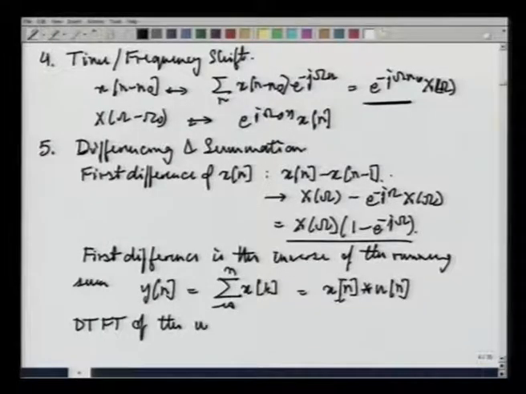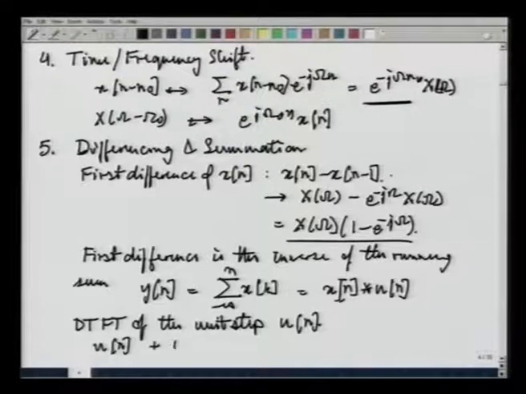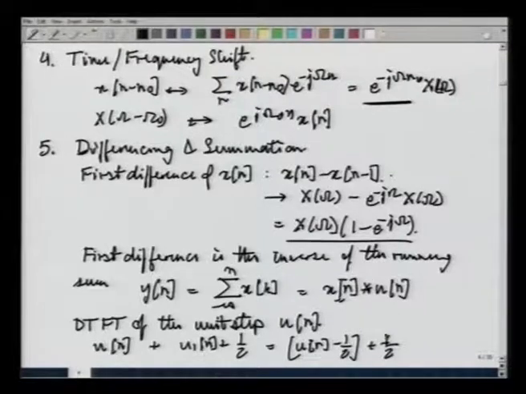Of the unit step, discrete unit step u of n. Very similar to what we did in the case of the continuous time Fourier transform, u of n is going to be expressed as a sum of a zero average part u1 of n plus half, which is equal to u of n minus half plus half. This is the zero average part and this is the average value.